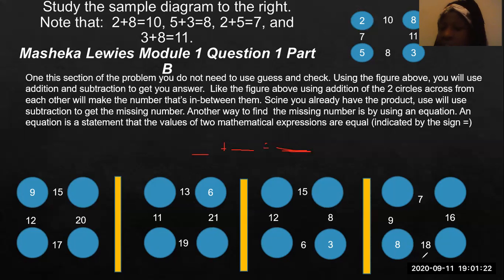So let's use the last one, 18 and 8. Let's say we're looking for this blank circle. So instead we'll use an x. So we're looking for x. To solve this, we'll subtract 8 from both sides of the equation, and that'll leave us with x equals 10 because 18 minus 8 is equal to 10. And that's how you'll be able to solve the problem. Let's go to the next problem.